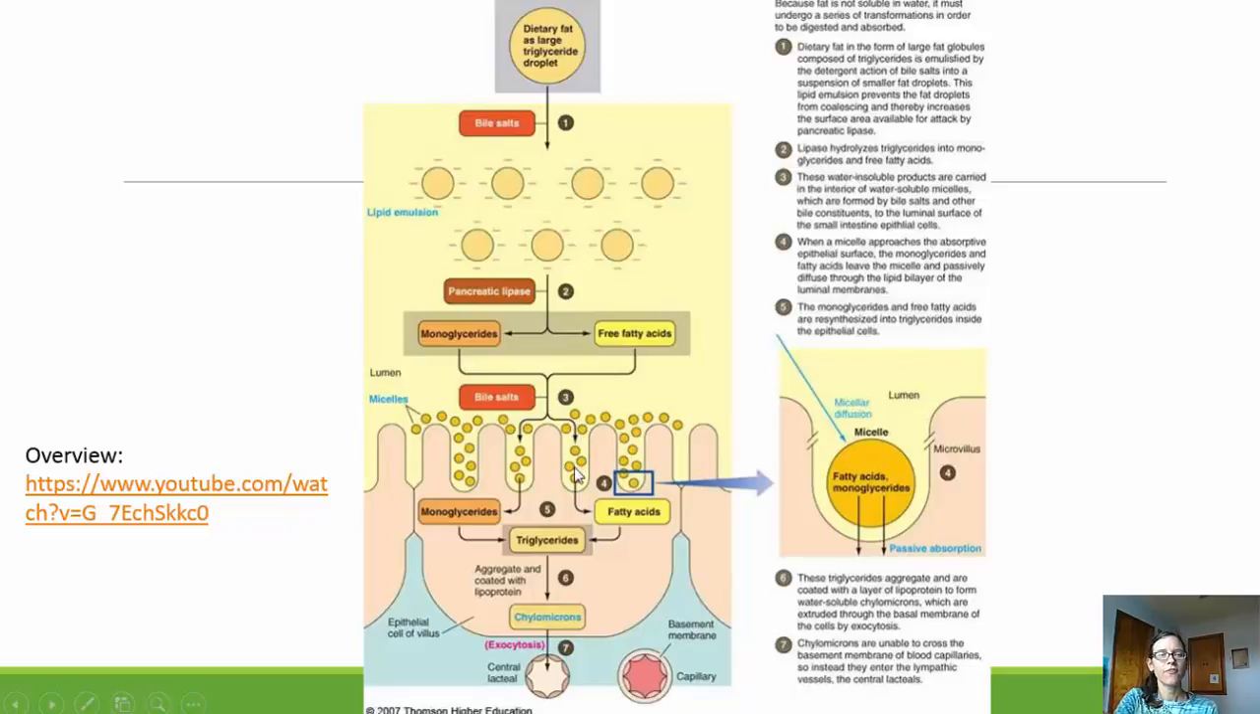The micelles can fit through the microvilli of the enterocytes, and then they break back up into monoacylglycerides and fatty acids. Those are reesterified into triglycerides. They're aggregated with proteins, coated with lipoproteins, and packaged into chylomicrons, and then they go through the lacteal duct into the blood.